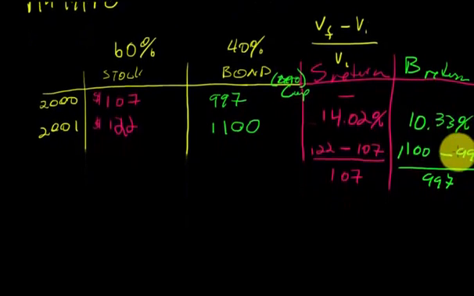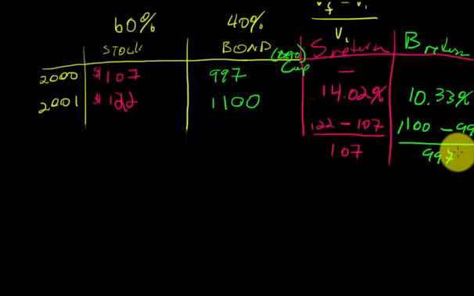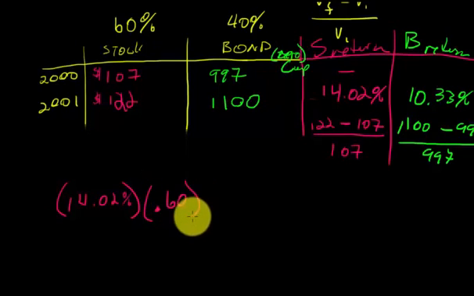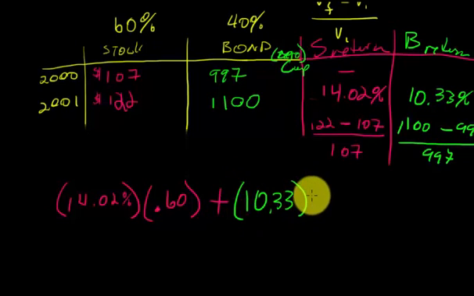Okay, so now I have the return for the stock, and I have the return for the bond, but what I don't have is the combined percentages. But I know that my stocks are 60%, and I know that my bonds are 40%. So let's try to figure this out. My stock, pink, has a 14.02% return, which I can multiply by 0.60. And I'm going to add to it, green, my 10.33% return, and I'm going to multiply that by my 40%.